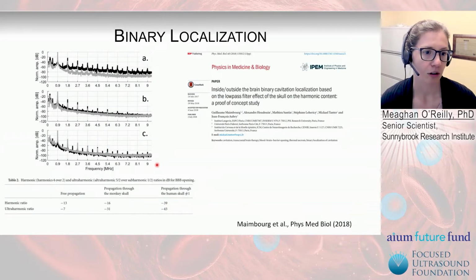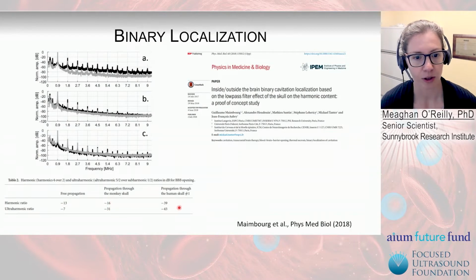And when you look closely at the ratios of specific harmonics, in this case the second and fourth harmonic, so the fourth harmonic over the second harmonic, or the ultraharmonic over the subharmonic, you see that you can get these ratios. Compared to free propagation, there's only a modest change in the harmonic ratio in monkey skull, but quite a substantial change in human skull. And for the ultraharmonic ratio, we see significant changes in both.